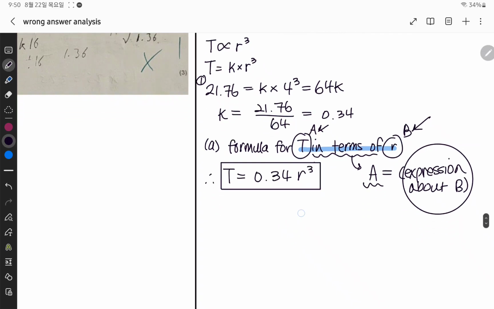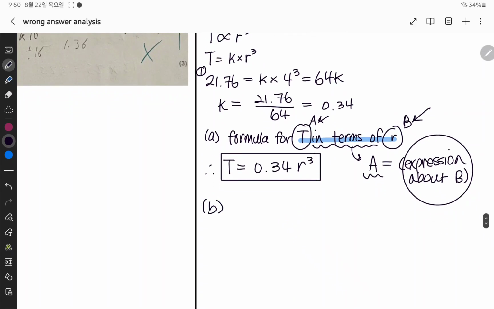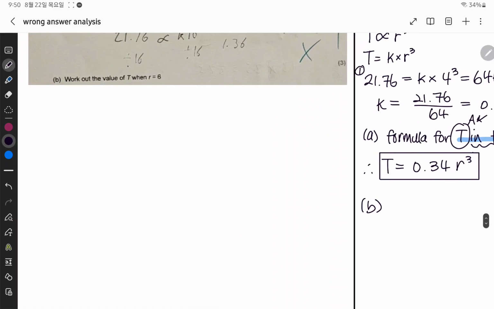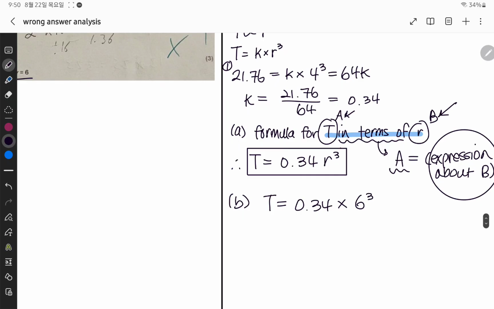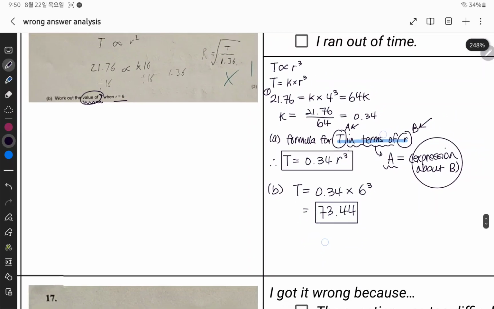So that was the answer for A. And then we're going to move on to B. What was B again? It asked us to work out the value of t when r was 6. So we're just going to plug those values into the formula that we found. What is the value of t when r is equal to 6? So 6 to the power of 3. We can plug it into the calculator, and we are going to get 73.44. So that is the answer to problem B right there.